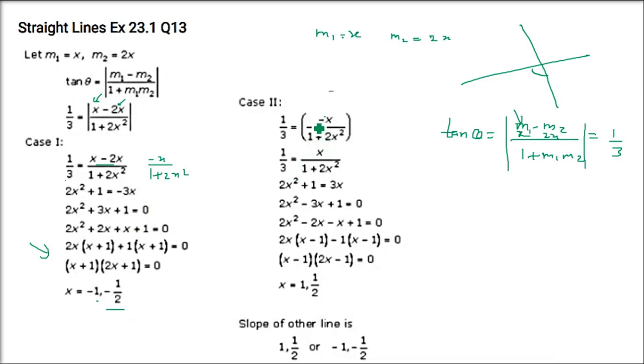Now coming to the negative one, since x minus 2x is minus x, and we are taking the negative, minus of minus x will be plus x. So it will be 1 by 3 equals x by 1 plus 2x square. Now make a quadratic equation, and the solution will be 1 and half. So the slope of one line, x, is 1 and half, that is m1. What will be m2? 2 into the value of m1.